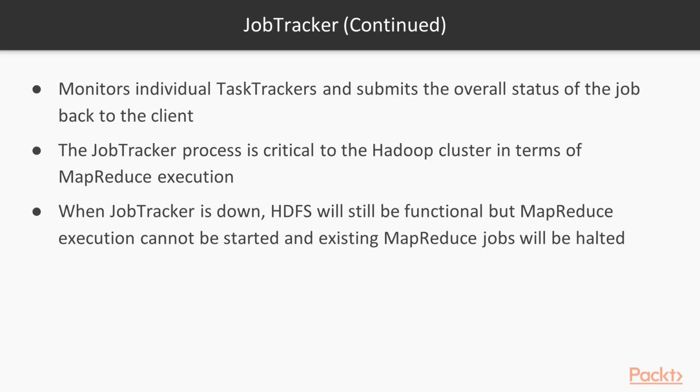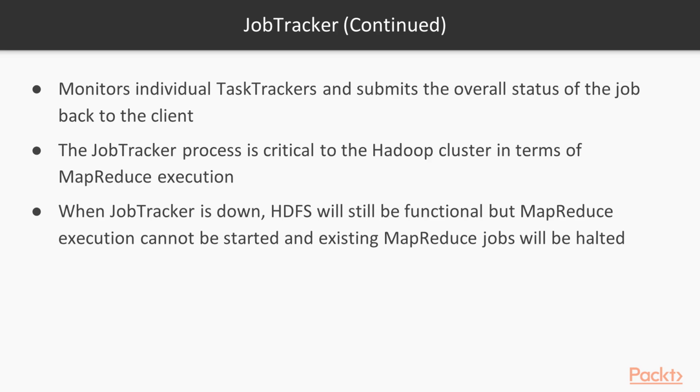Job tracker also monitors the individual task tracker and then submits the overall status of the job back to the client. Job tracker processes are critical to the Hadoop cluster in terms of MapReduce execution. And when a job tracker is down, HDFS will still be functional, but MapReduce execution cannot be started, and the existing MapReduce jobs will be halted because they will not know any kind of connection between the data node and the master node.